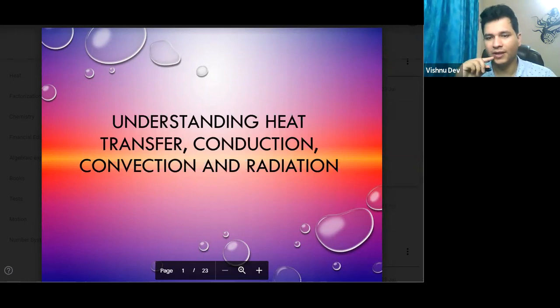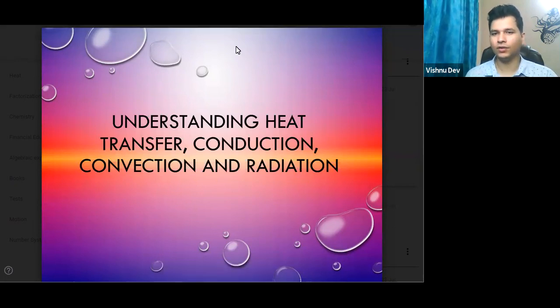And what is the second formula, due to change in phase? Due to change in phase, what is the formula of heat change? ML, correct. M into L, where L is called as latent heat. Yes, latent heat, right? So this was the second topic.